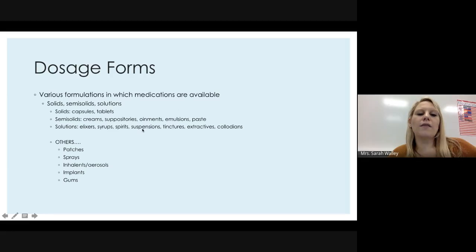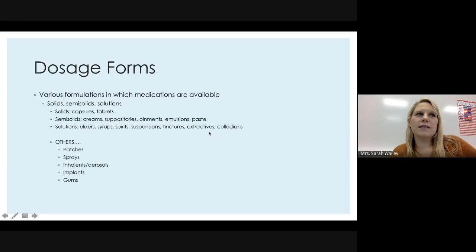Suspensions are a drug that is not completely dissolved. So you'll have some like crunchy particles at the bottom. So you always have to shake suspensions. And that's one question that they'll ask you, like, what do you need to know the most about suspensions? And it'd be shake well. It's always going to have a label on there that says shake well. Tinctures are kind of similar to elixirs and spirits.